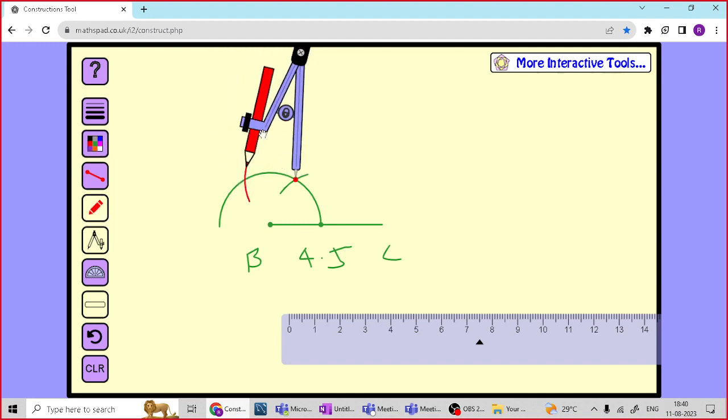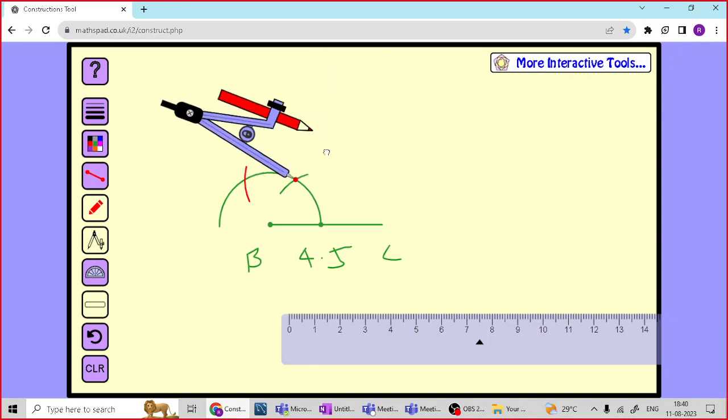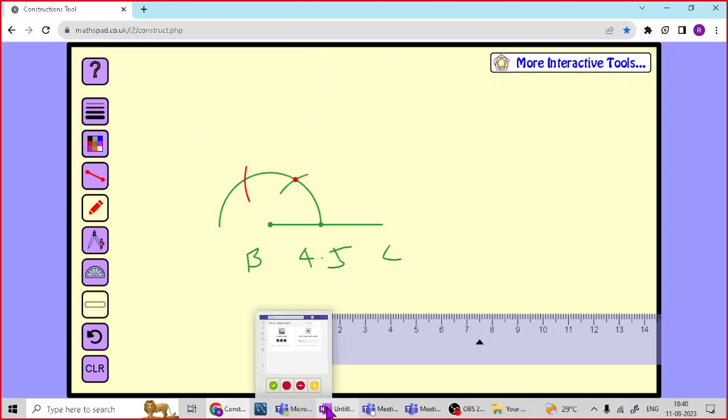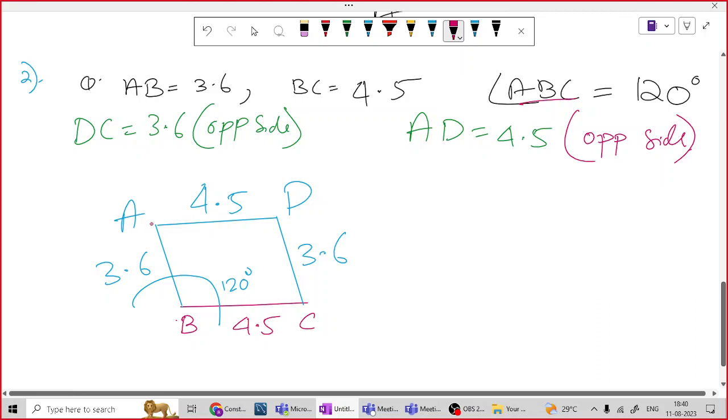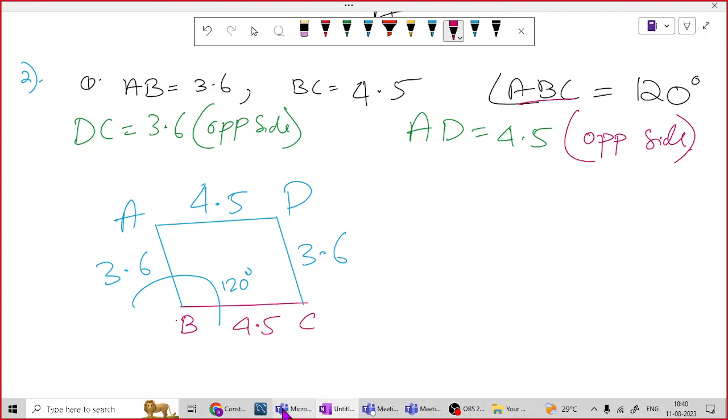Now which line should I draw from B? Which line gets connected from B? From B to A. And what is the length of AB? 3.6. So take 3.6 and draw a straight line which has to pass through 120 degrees.